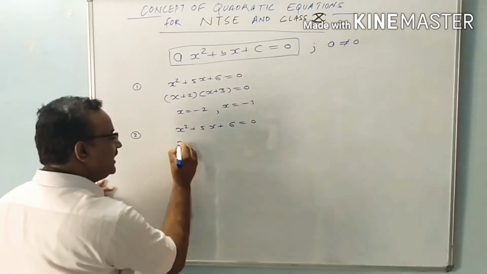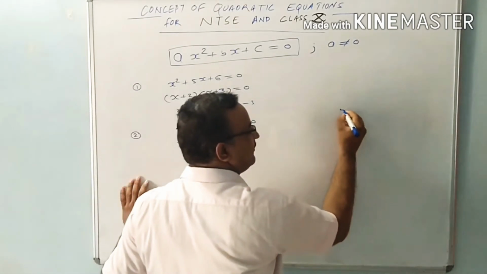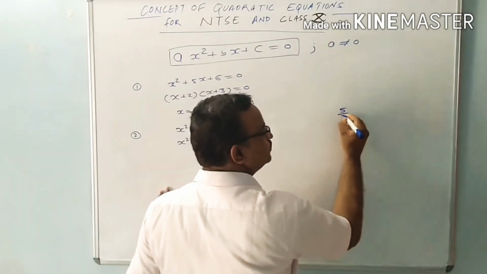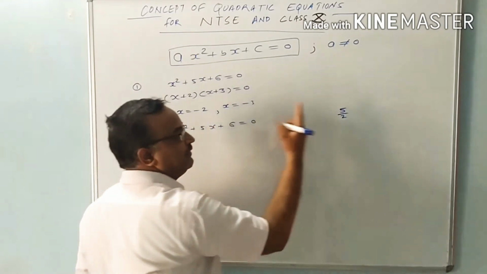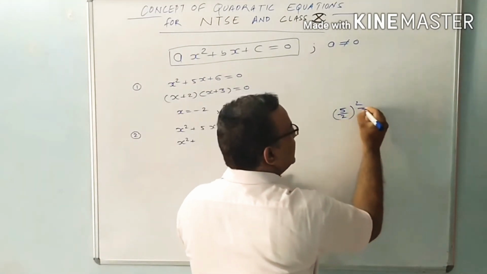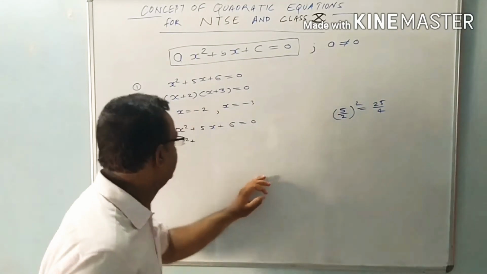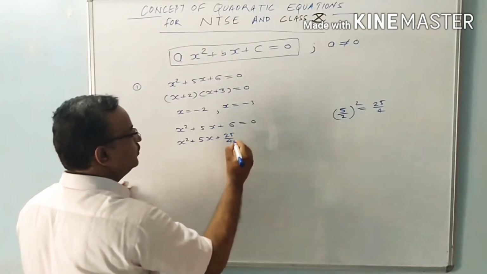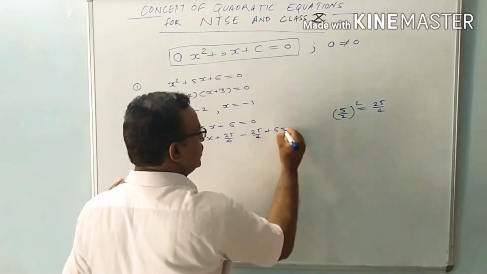And after that, a very shortcut way: what is the coefficient of x? Which is 5. Write it in rough copy and divide it by 2. Then the squaring of this is 25 by 4. Add it and subtract it. Then you will get x square plus 5x plus 25 by 4 minus 25 by 4 plus 6 is equal to 0.